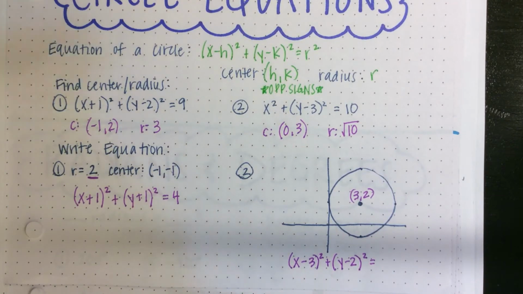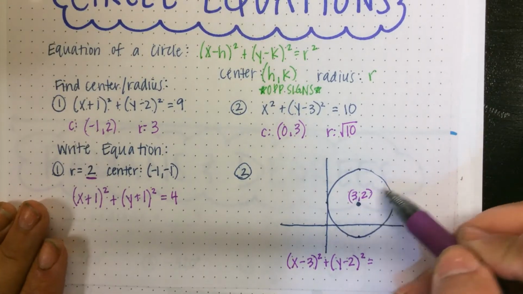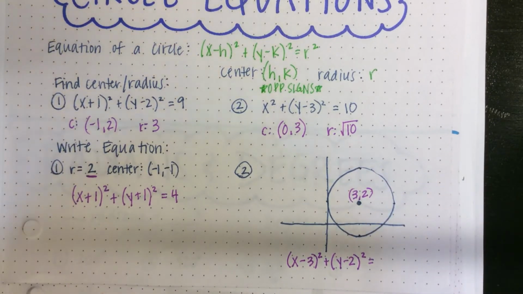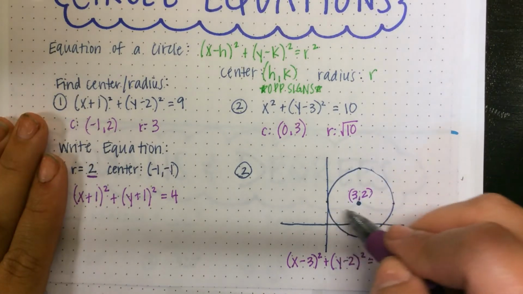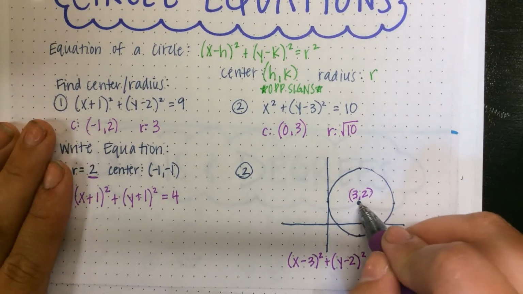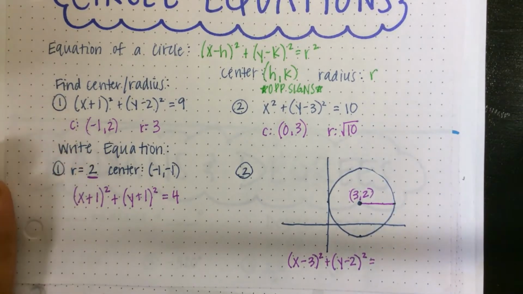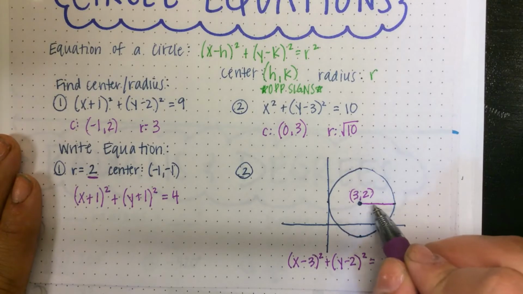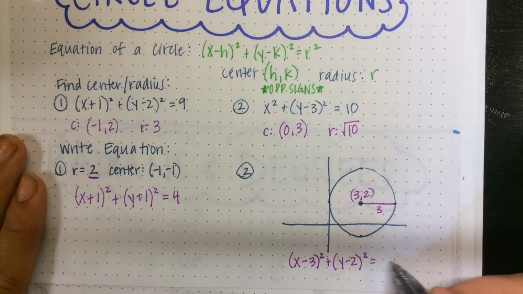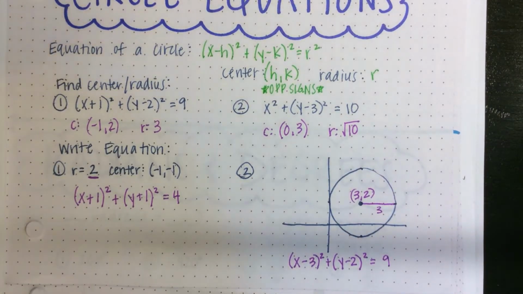Well, the radius of a circle goes from the center of the circle to any point on the edge of the circle. Now, I can't count diagonally. Doesn't work that way when we're counting on coordinate grids or the plane. So what we're going to do is either go up, down, left, or right because I can count vertically or horizontally. So in this case, I'm going to go to the right. Doesn't matter. You're just going to go up, down, left, or right. And I'm going to count. So I got 1, 2, 3. So my radius is 3. Square it. My equation has to equal 9.